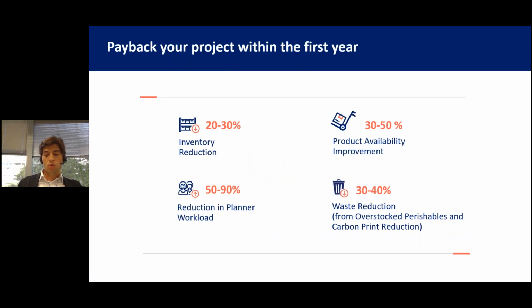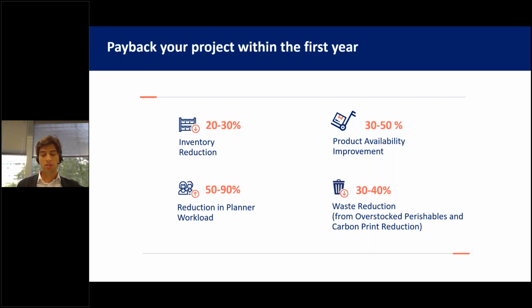The great news is that when looking at business outcomes for our projects, the typical payback period is within the first year. So you are recovering your investment very quickly. Let's understand what the levers are in terms of KPIs that we can use in order to achieve these business outcomes. First of all, and most important, inventory reduction. Our average inventory reduction results are between 20 and 30%.